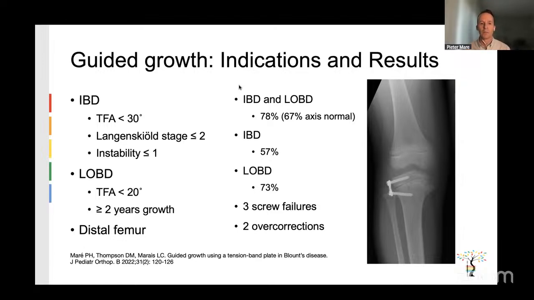The guided growth, the tension band plate, was able to correct deformity in a high proportion of cases, 78%. However, we weren't able to translate that into normal mechanical axes, and mainly the reason for that is at the bottom there, you can see those 2 overcorrections, unfortunately. So it goes without saying, these patients have to follow up. You have to see them in time, otherwise you're going to overcorrect them. Our overall success rate in infantile Blount's disease was 57%, and in late onset Blount's disease it was 73%.